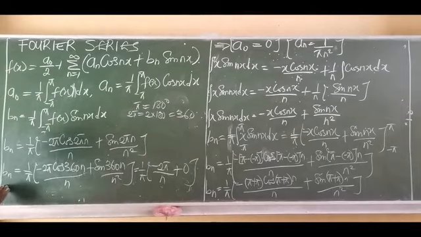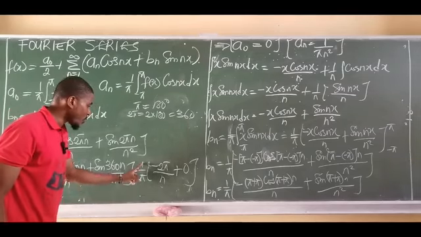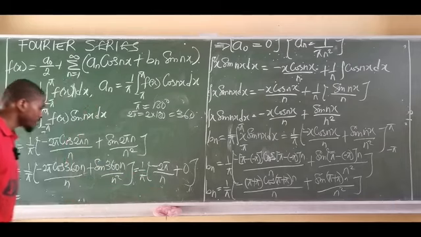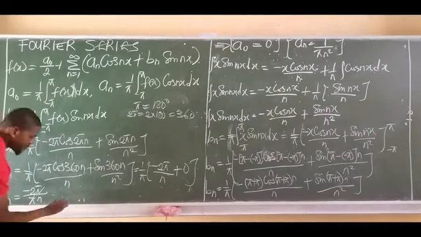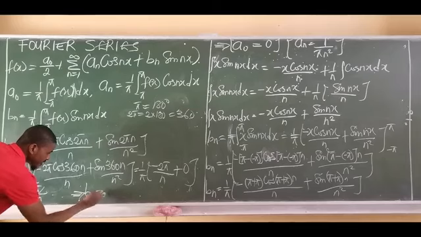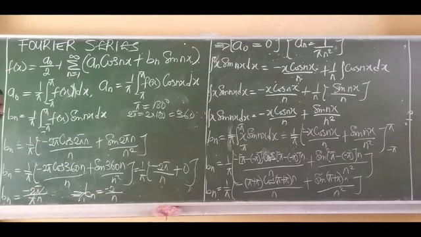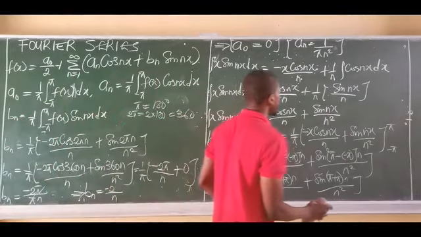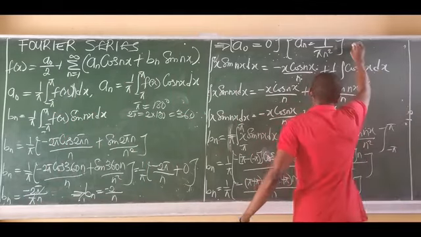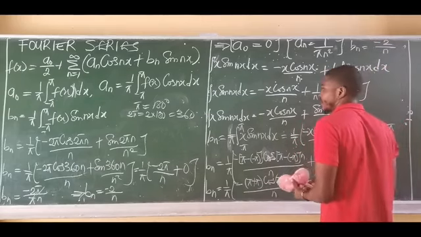Okay, so Bn is now equal to 1 over pi outside here, multiplying minus 2 pi over n. This becomes minus 2 pi all over pi n. So pi can cancel pi from here. This simply means that Bn itself is equal to minus 2 all over n. So the value of Bn is simply minus 2 all over n. So we can effect that here: Bn equals minus 2 all over n.